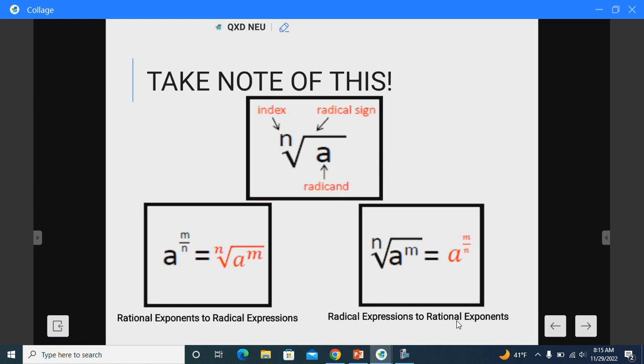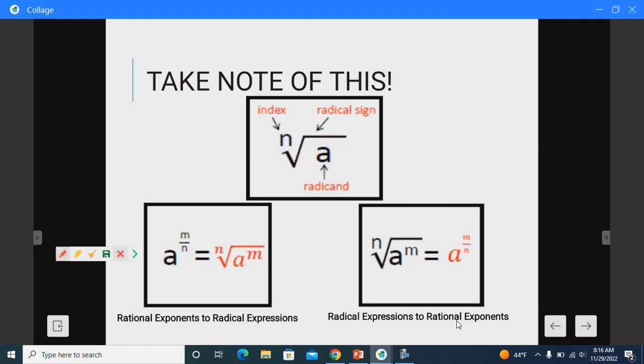So let's simplify things. This is what is meant. This is our radical sign. This is our radicand, and this is our index. Now, if you transform a rational exponent to a radical expression, your m is the power of the radicand, and your n, the denominator, is the root.